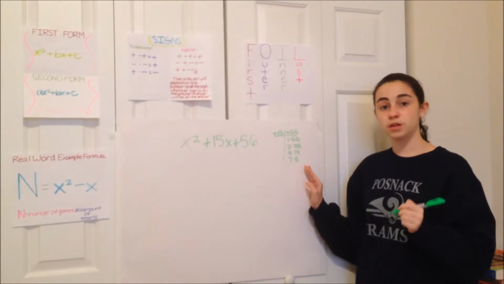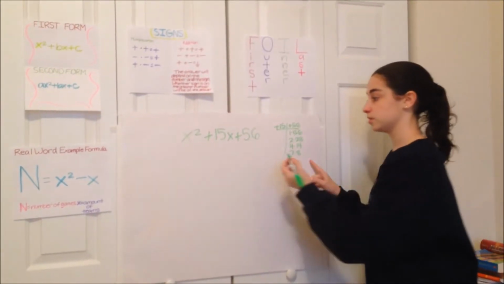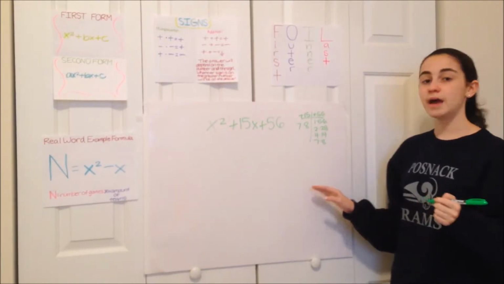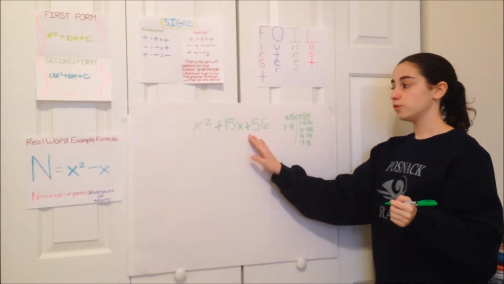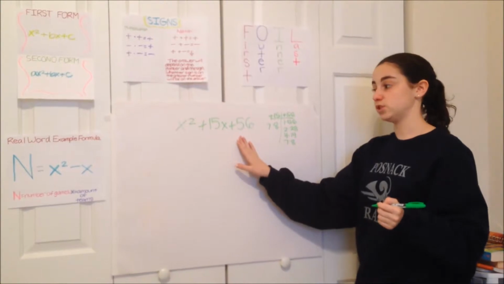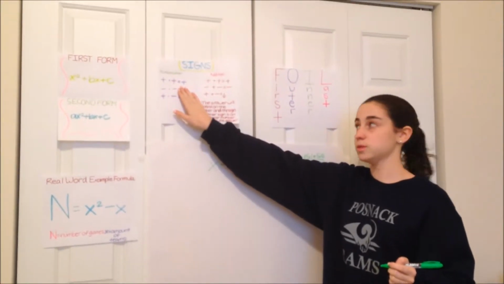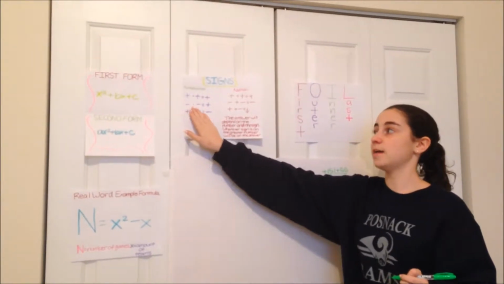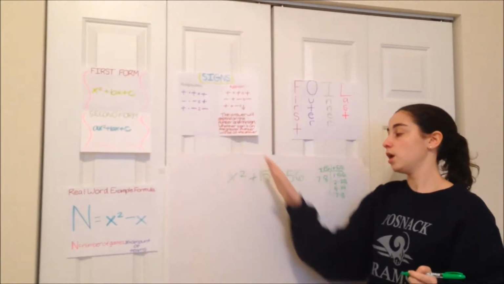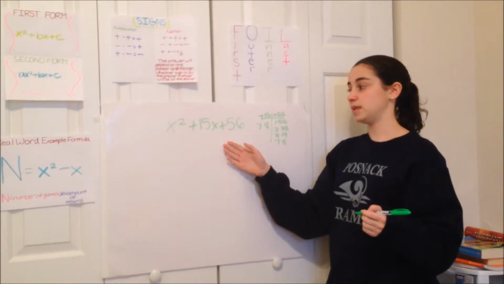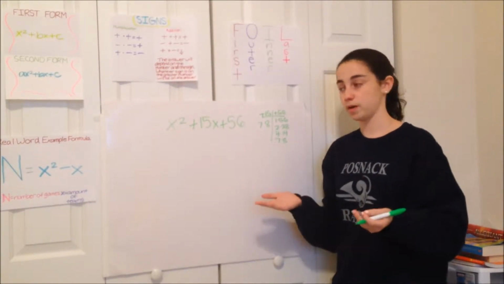The two numbers that get closest to 15 are 7 and 8. So I'm going to put that on the side of 15. Now you must look at the signs. You first have to look at the sign on the C, which is 56. We know that a positive times a positive equals a positive, and a negative times a negative equals a positive. So that means that the two numbers have to be either both negative or both positive.